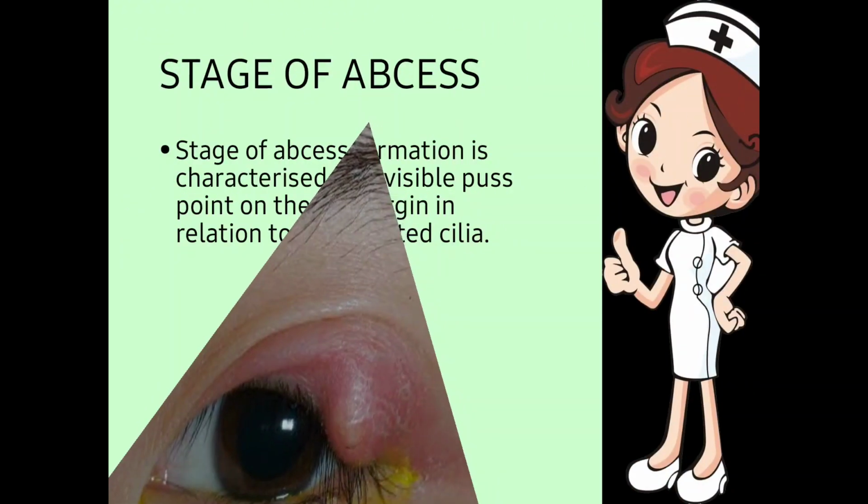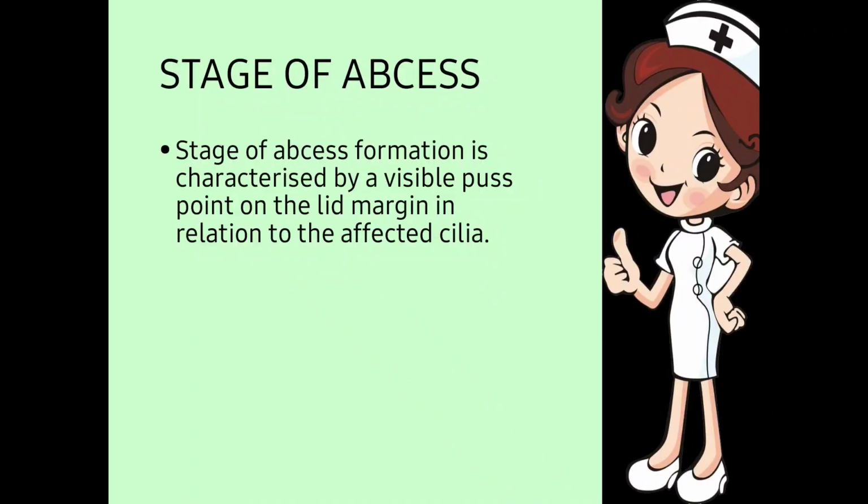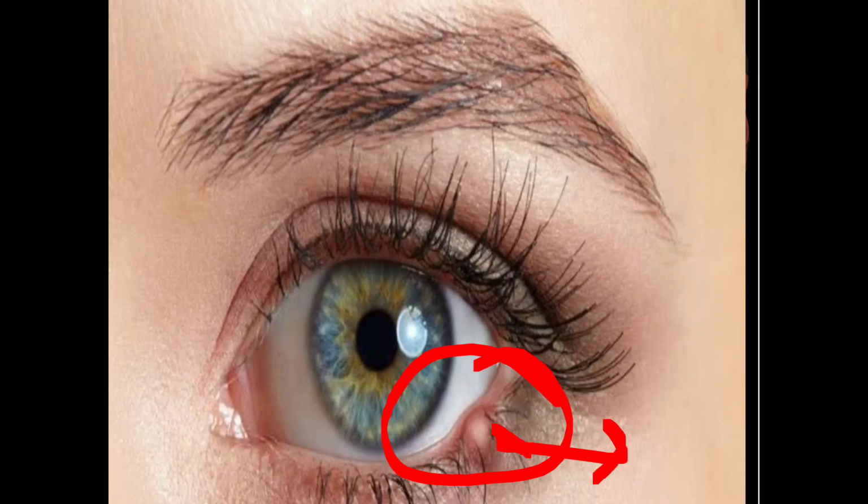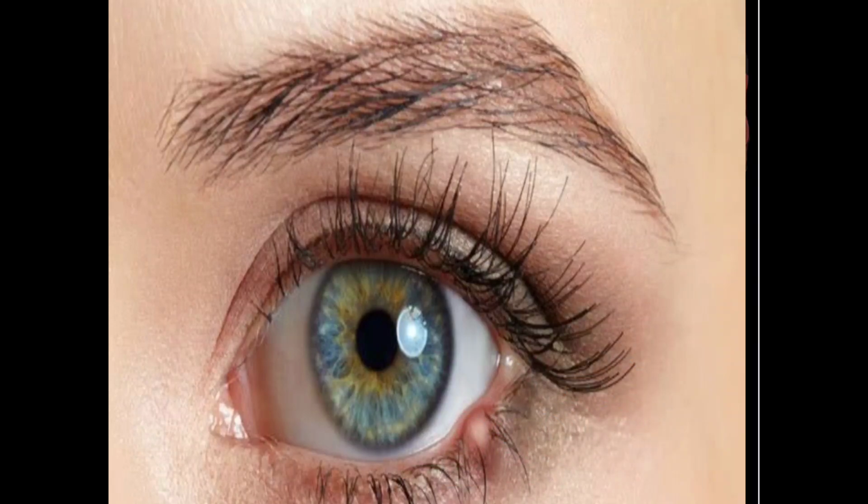Let's move to the next, the stage of abscess. The stage of abscess formation is characterized by a visible pus point on the lid margin in relation to the affected cilia. So in this case, the pus point is visible. Here you can see that the pus is present and this lash is affected. So we will remove this lash if possible. Then everything comes out in the form of pus. Removal of the pus is very important, otherwise the stye takes place again.